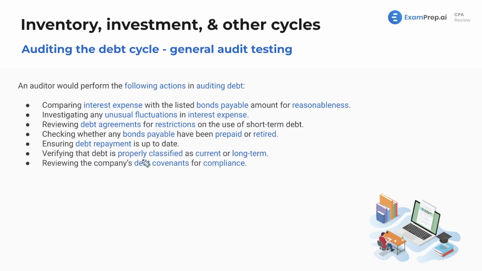Verifying that debt is properly classified as current, short-term, or long-term. And lastly, reviewing the company's debt covenants for compliance. We got all those nice little ratios we talked about in data analytics and in our analytical procedures, making sure that we are not breaching any debt covenants.